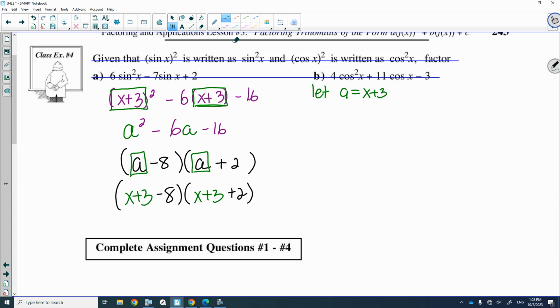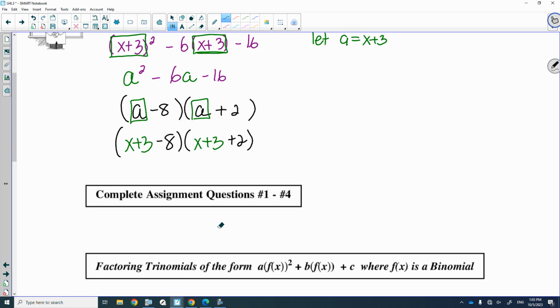Okay. What am I going to do to each bracket? Simplify. So this bracket will be x minus 5, and this bracket will be x plus 5. And that would be your final answer. Okay, so we're going to do a few of these because this is brand new.